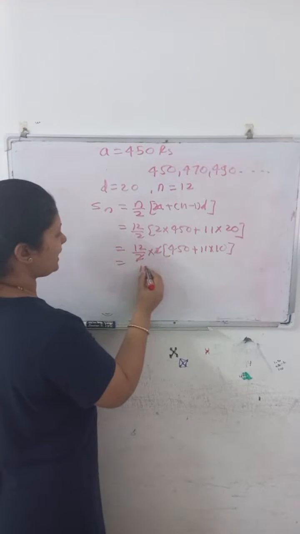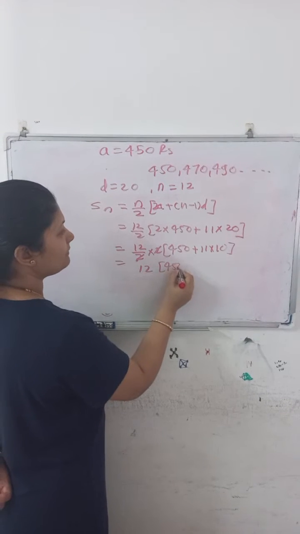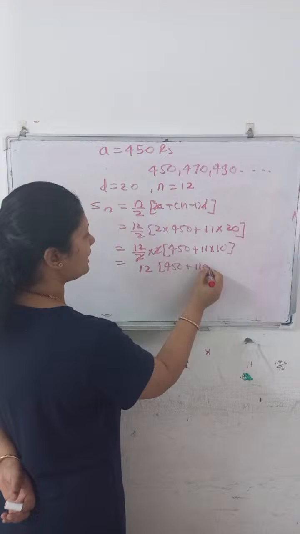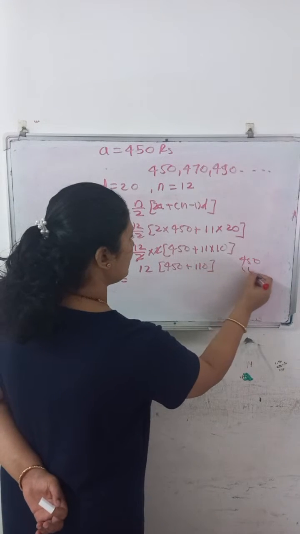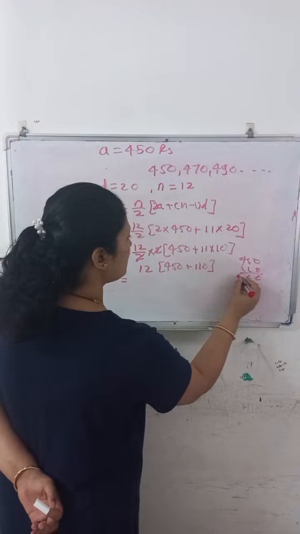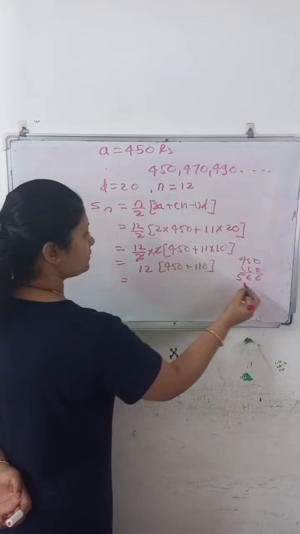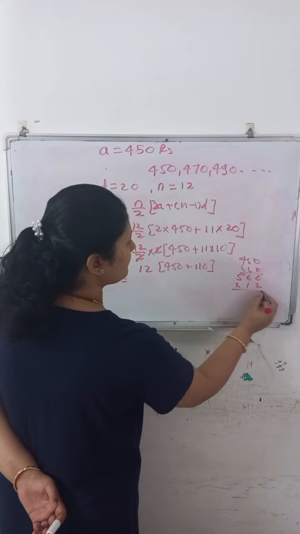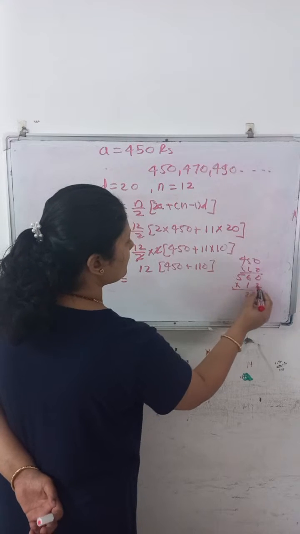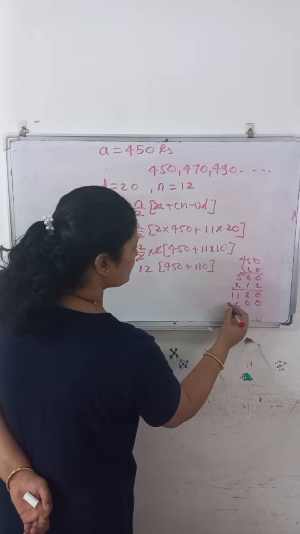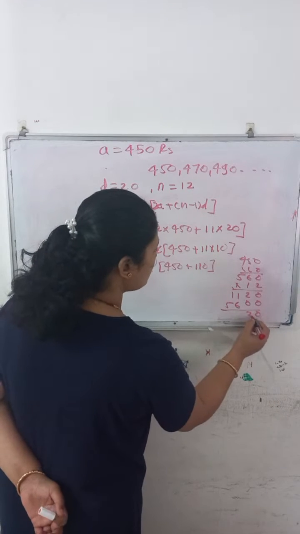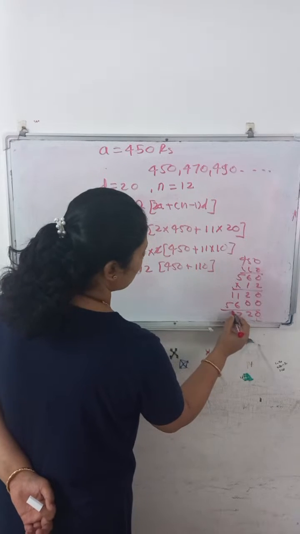2 and 2 get cancelled, 12. Here 450 plus 11 tens are 110. So here 450 plus 110 is nothing but how much? 560. So 560 into 12. So here 0, 12. Here 11, 0, 0, 6, 5. So 0, 2, 7, and here 6.